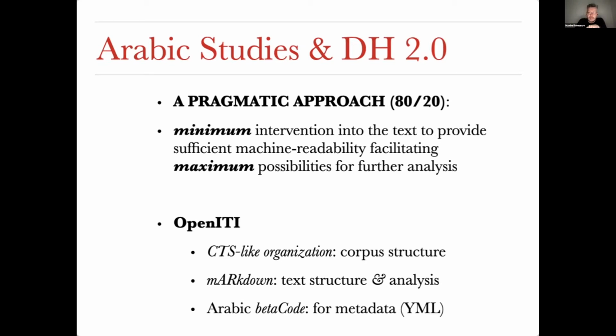First is the CTS-like organization that provides a very robust corpus structure. Then mARkdown, which is used for text structure, structural annotation, semantic annotation to a lesser extent, and analysis. And Arabic BetaCode for producing and maintaining metadata, which we store in YAML files, which is the most simple, human readable, and at the same time machine readable format.